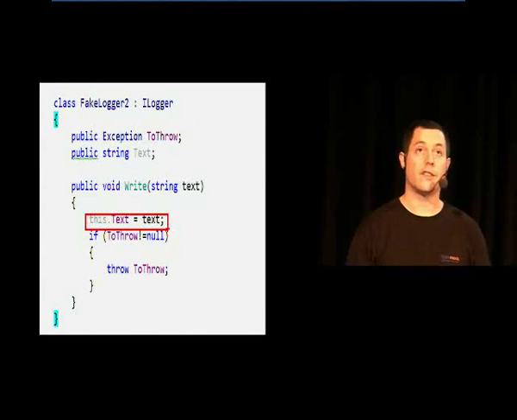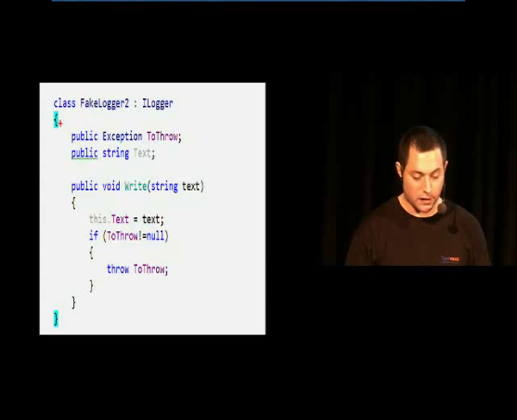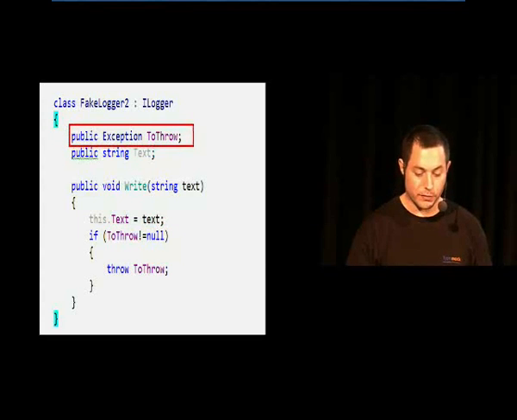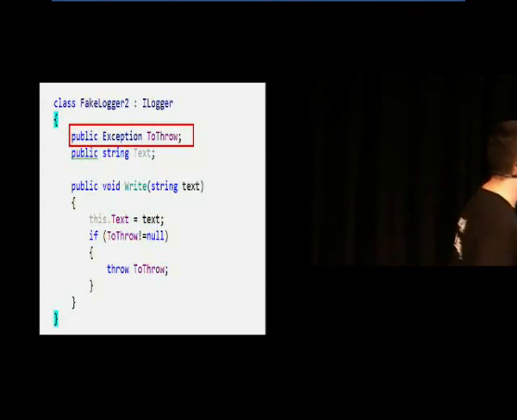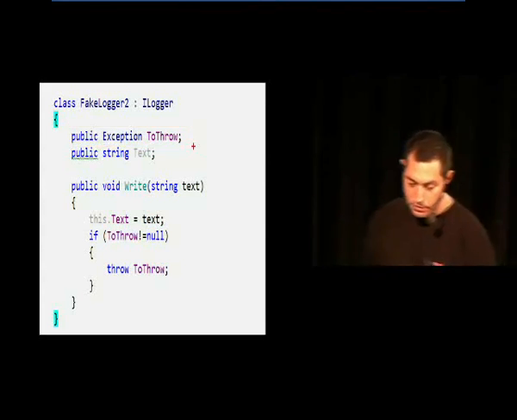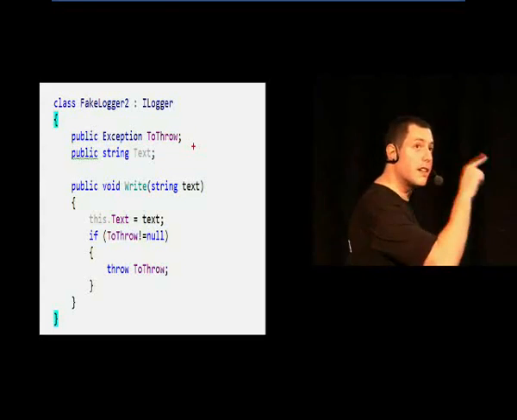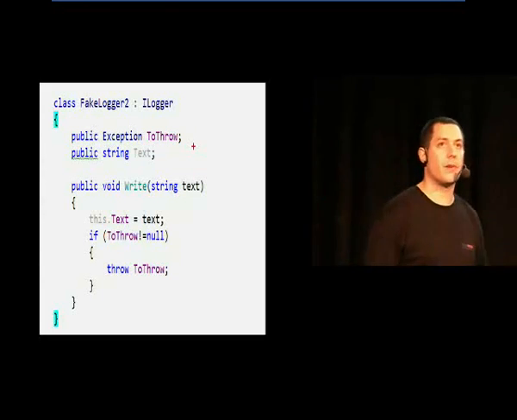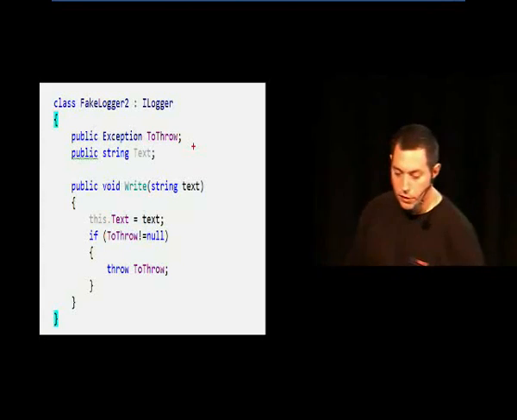It saves the text that was sent, but it has another public field, which is of type exception, and it has logic inside the write method that says, if someone set an exception on me, I will throw that exception by default. That's all there is.